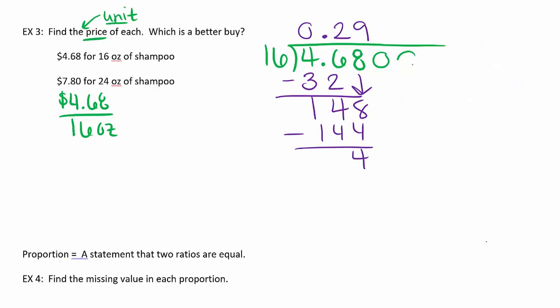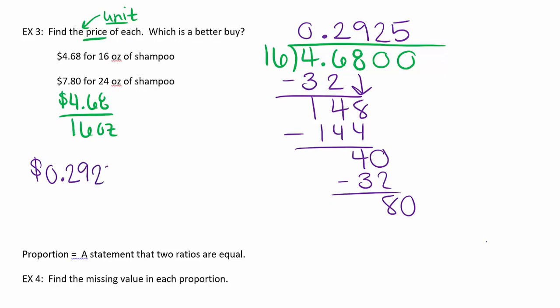I'm going to add some zeros and keep going here. 16 goes into 42 times. Remainder is 8. I'll bring down another 0. Oh, finally, 16 goes into 80 exactly 5 times. So for the 16-ounce bottle of shampoo, the unit price is a little over 29 cents per ounce. Now to do the comparison, we have to do the exact same thing for the other bottle of shampoo.